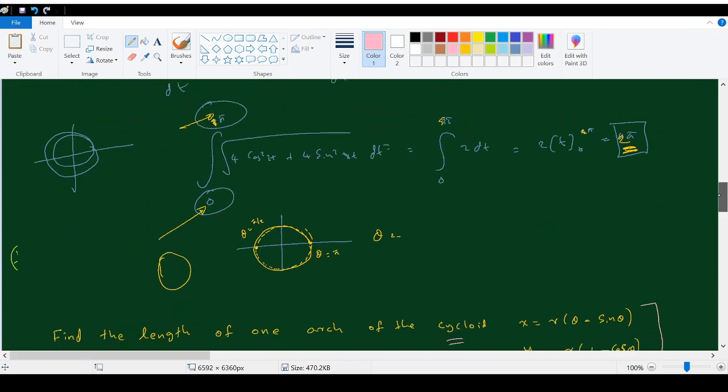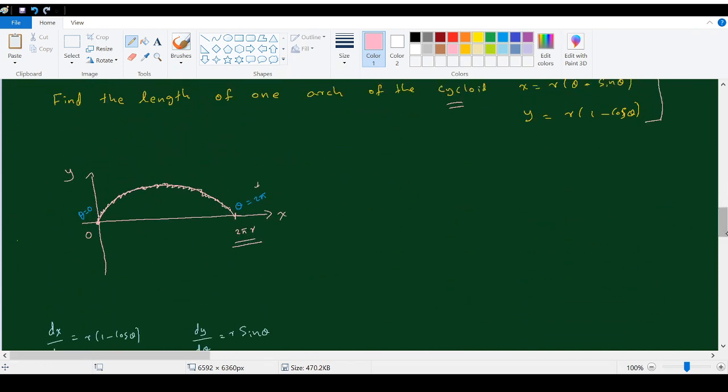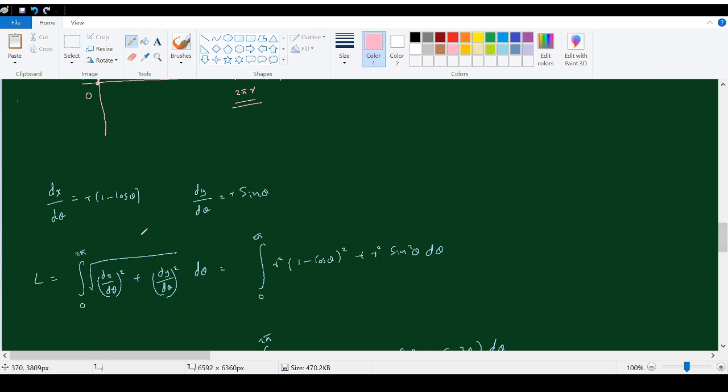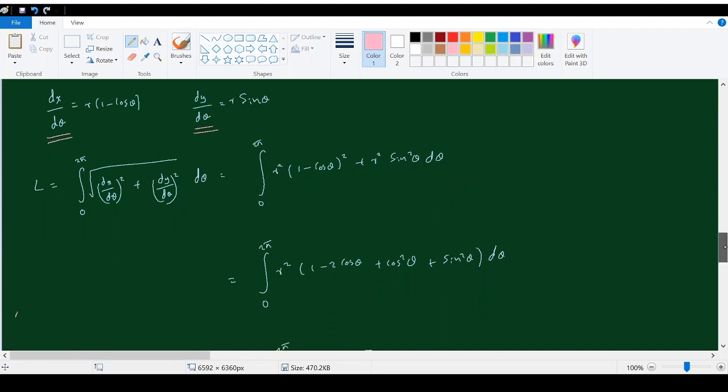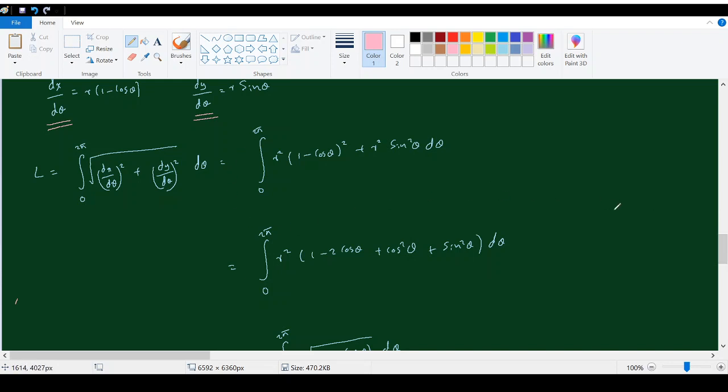In order to apply these values to this equation to compute the length, we just find the derivative of x with respect to theta and the derivative of y with respect to theta, and directly plug in those values into this integral. And after substituting it into this formula, we just have to use the techniques that we did before to evaluate the integral.